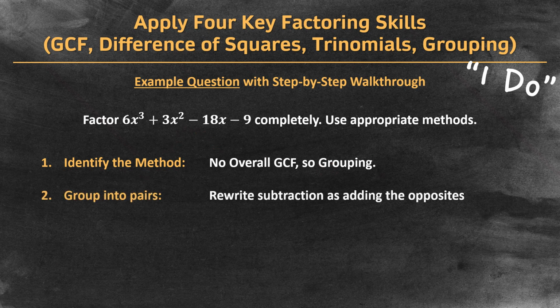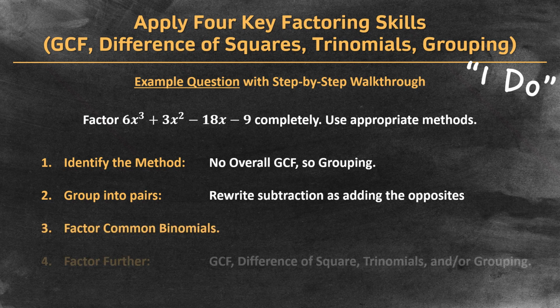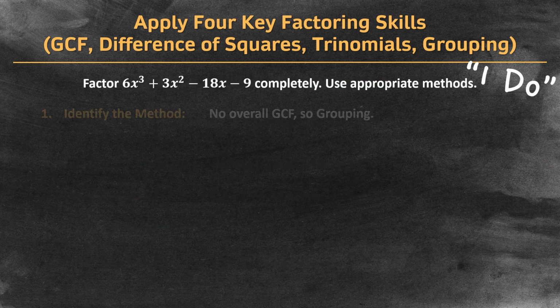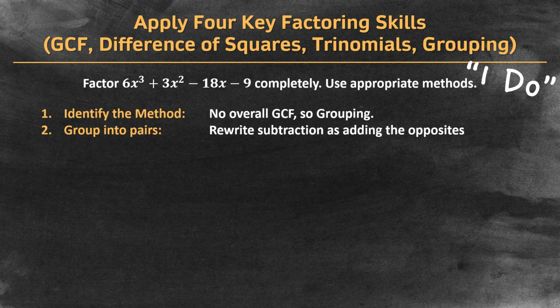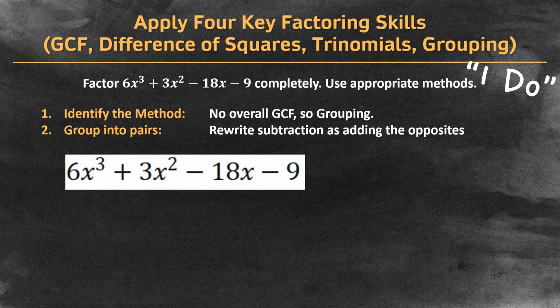Number 2, we group it into pairs. So we're going to rewrite subtraction as adding the opposites, but we're going to group them into pairs. Third, factor the common binomials and factor further the remaining terms. Let's dive into it. Steps 1 and 2. First, we identify the method: no overall greatest common factor, so we're going to group. So step 2, let's group them into pairs. Now, which 2 are we going to group?